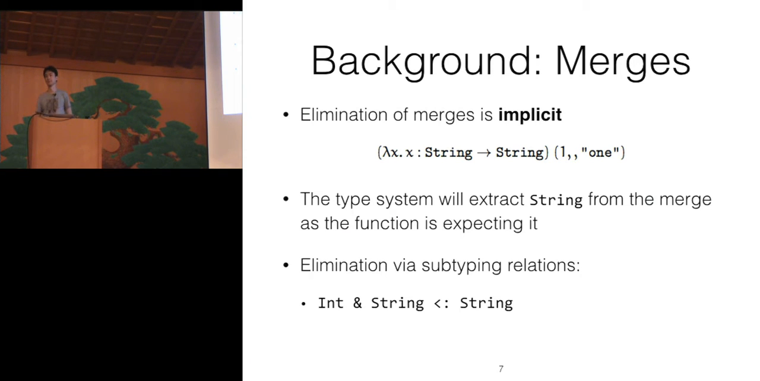So the type system will extract the string from the merge since the function before it is expecting a string. And the elimination happens because there's a subtyping relation between intersection types. The subtyping relation is just like the relation for sets. So int intersect string is a subtype of string. And under the hood, a coercion is generated so that the string will be extracted from the merge.